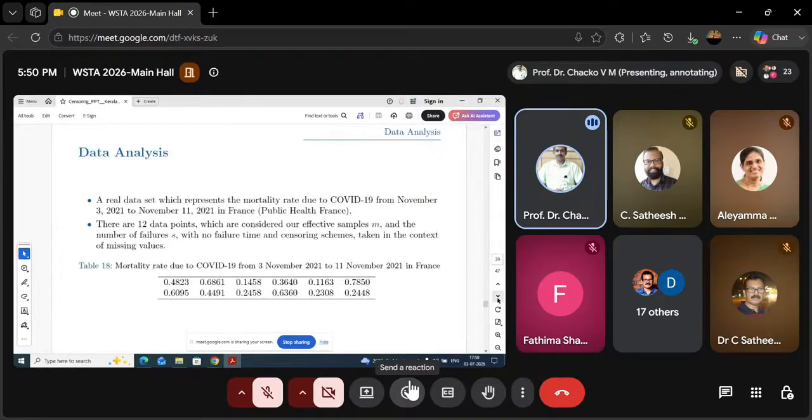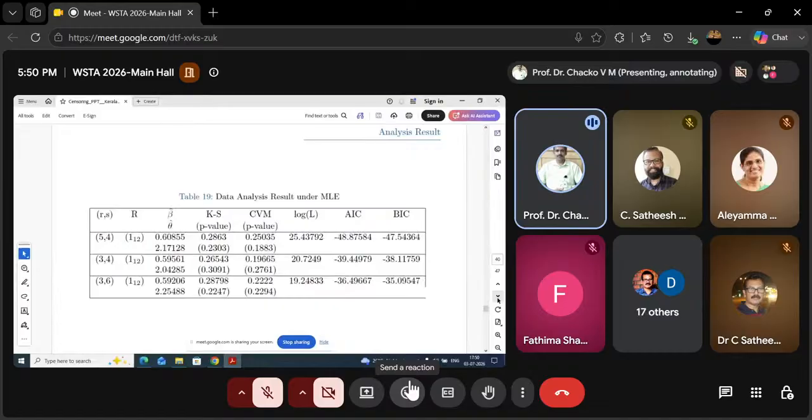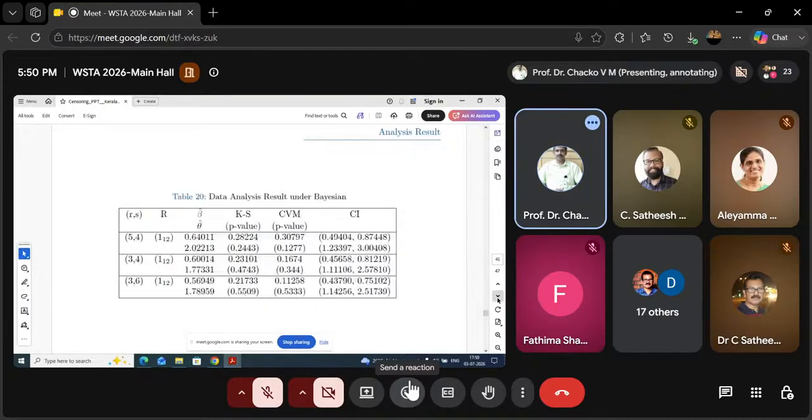A data analysis is conducted too. These are the estimates and their AIC, BIC, CVM, KS values, and based on the Bayesian results, we have computed these parameters and confidence intervals.